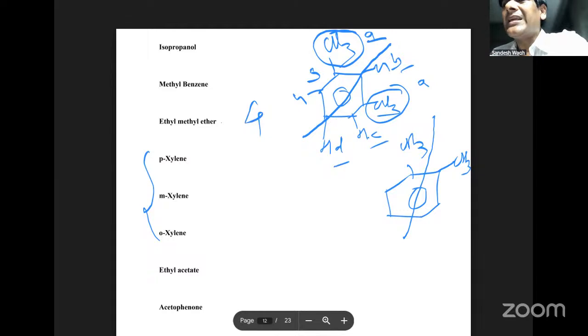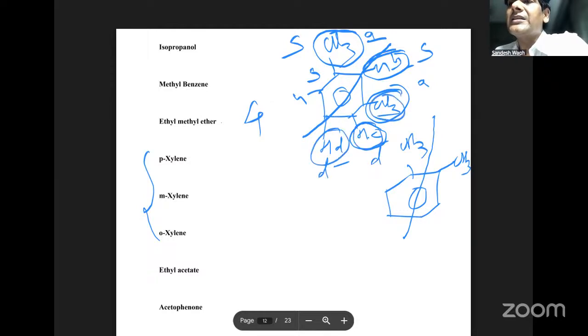The splitting pattern you can write down. The CH3 will be singlet, no doubt. This B is nearby only the quaternary carbons, so there is no proton, so singlet. This C is nearby D, so this is a doublet, and this D is nearby C, so this is a doublet. So you will have doublet for this, methyl is singlet, this proton is singlet, and this is exactly the same. So total 4 peaks. 4 peaks include 2 singlets and 2 doublets. So this is for the meta.